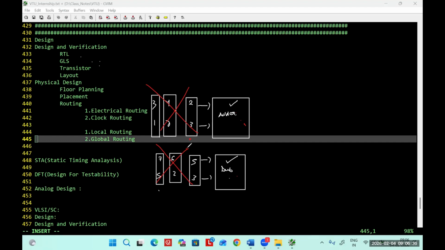Similarly, multiplication and division you have verified. This is the mul and this is the div. You verified. Design done. Verification done. Next, what do you do?